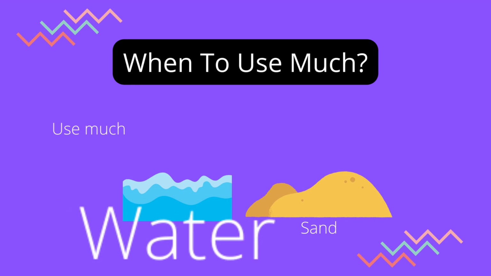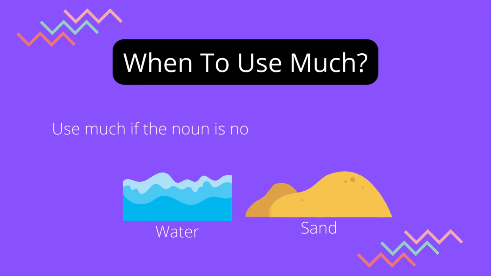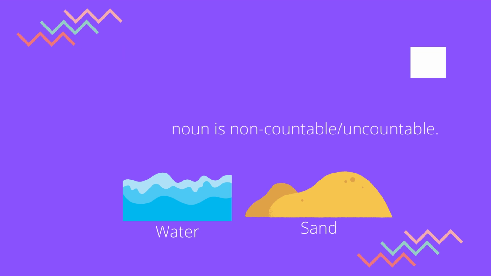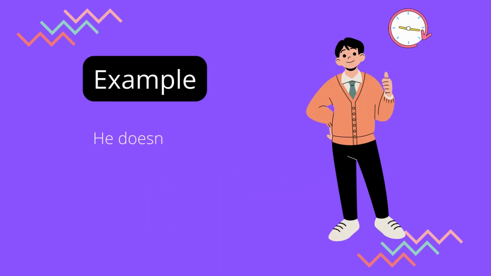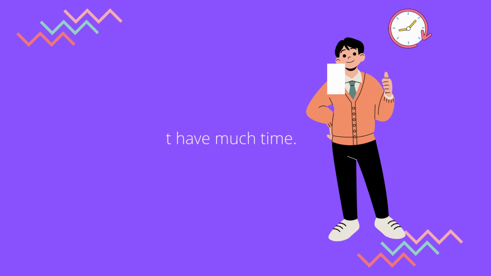Now let's look at the rule, when we use much. We use much if the noun is non-countable or uncountable. That is water and sand. Look at the examples. He doesn't have much time. Here in this sentence, much is used for time which is uncountable.